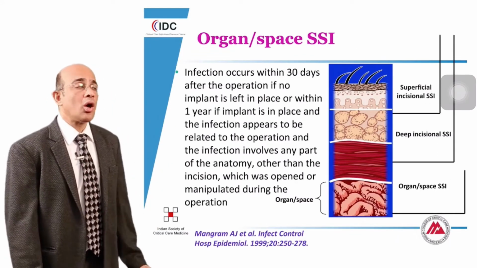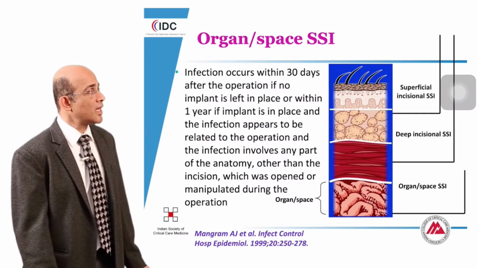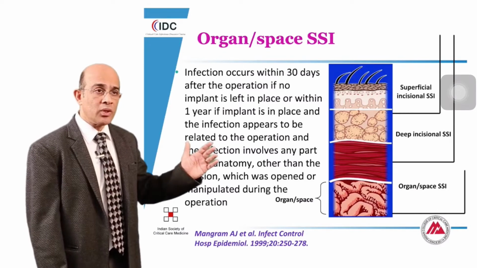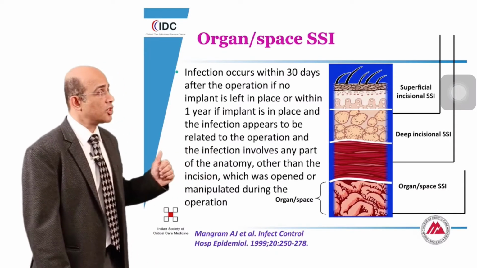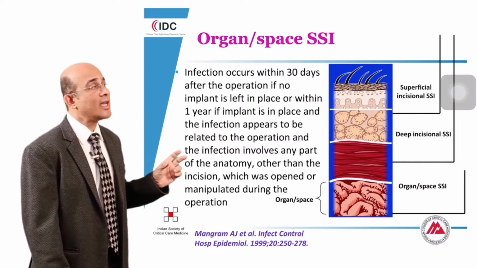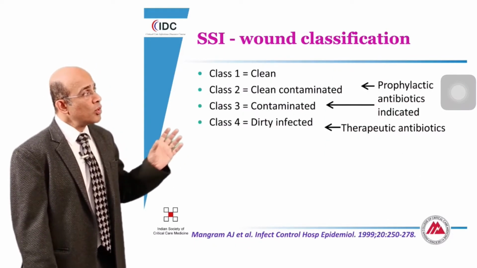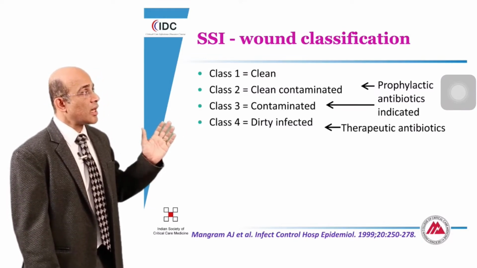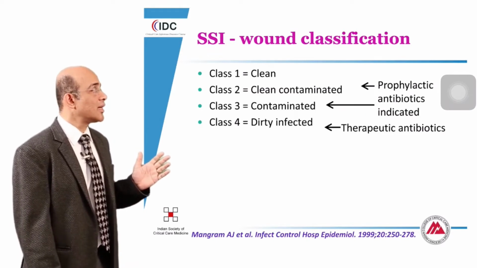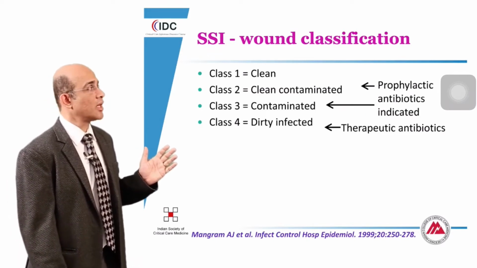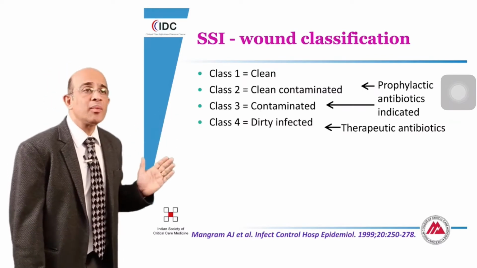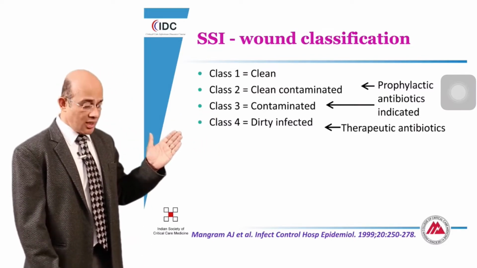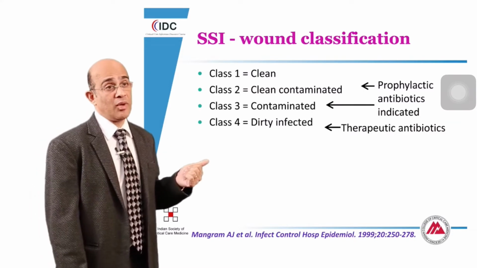If it is an organ or a deep space infection, which leads to an SSI, that involves the deeper areas of the surgical field, and this also can happen generally within 30 days, but up to 1 year after the procedure where there is any implant which has been put in situ. If you look at wound classification in general, it is classified into 4 types. Class 1 is clean surgeries, Class 2 is clean contaminated surgeries, Class 3 is contaminated surgeries, and Class 4 is infected surgeries. And in this, generally, prophylactic antibiotics are indicated for both clean contaminated and contaminated surgeries. If it's a dirty infection, then you need to give therapeutic antibiotics.